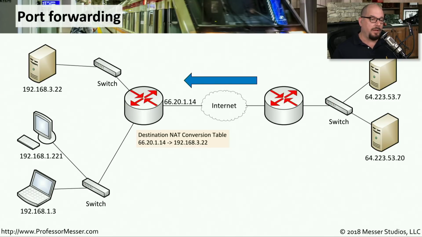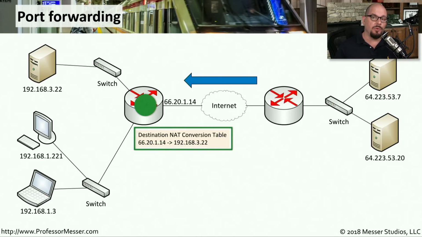Here's an example of port forwarding. We have our internal network on the left side, and our network address translation is being done by our SOHO router. We also have devices out here on the internet. There's a device at 64.223.53.7 who needs to communicate to one of my internal servers. So I've configured a port forwarding rule that says if any traffic is inbound to 66.20.1.14, translate that destination to 192.168.3.22, which would be my server. That means if a device on the internet sends traffic inbound to my SOHO router, when it hits my router, it will look at the configuration and see the destination NAT conversion table, or the port forwarding table, that I've configured inside of that SOHO router.